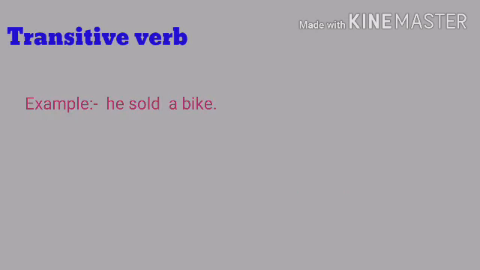For example, he sold a bike. To find out the transitive verb, I will ask a question. What did he buy? I will get the answer a bike, and therefore the word sold is a transitive verb.